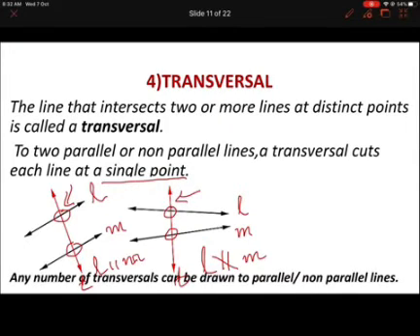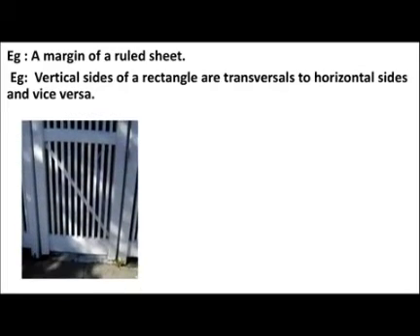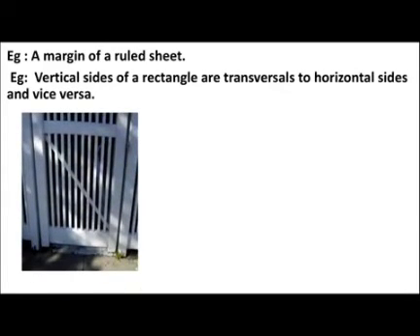Okay. Pay attention, children. Any number of transversal lines can be drawn to parallel or non-parallel lines. That means we can draw one more transversal. Any number of transversals you can draw on two lines. I hope that's clear. Next, the margin of a ruled sheet. These are the examples. You can see vertical parallel lines are there, and those lines are cut by a transversal, like a diagonal. So it cuts each line at a single point.